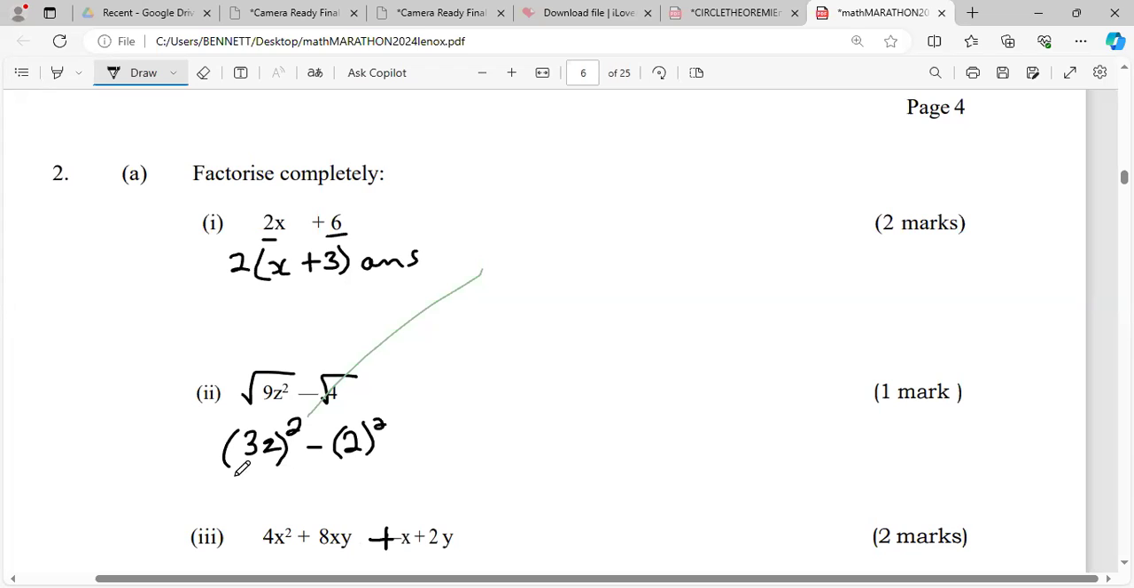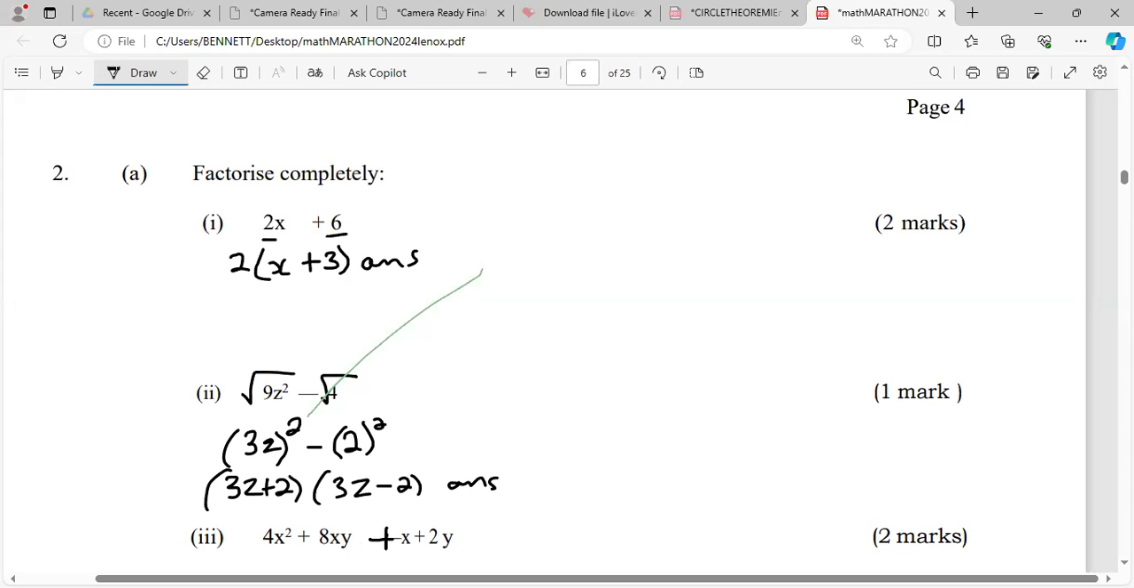And of course, you know what to do. One should be positive, so you put 3z plus 2. And for the next one, 3z minus 2. So one should be positive and one negative. And you get 1 mark for that.